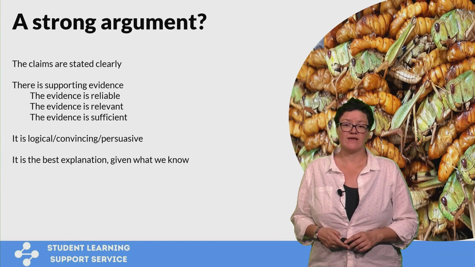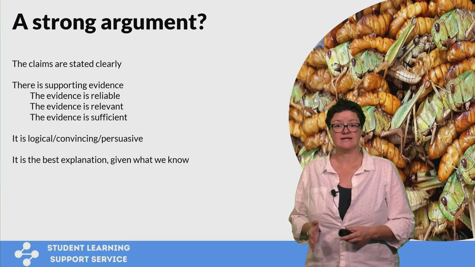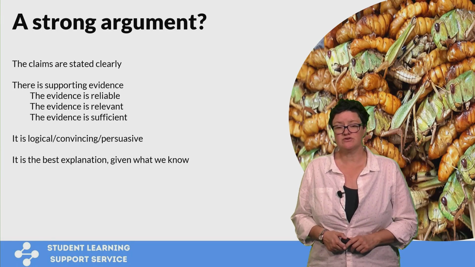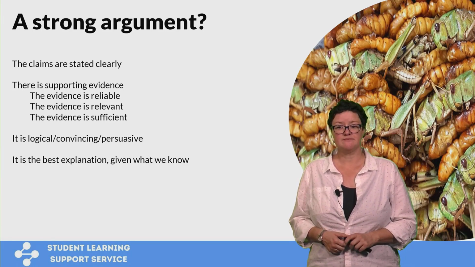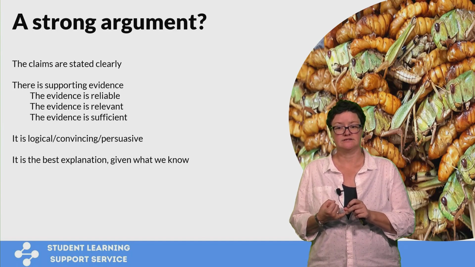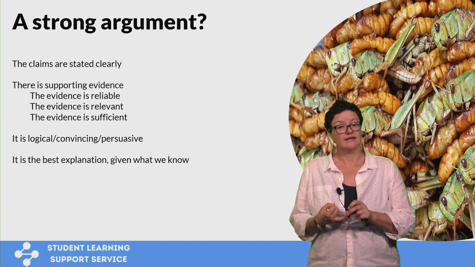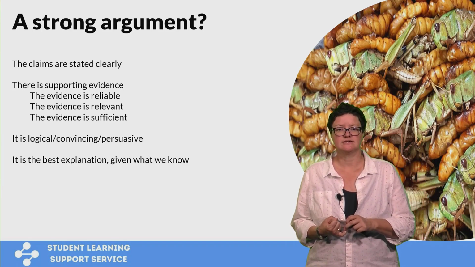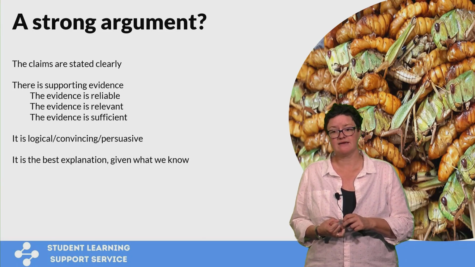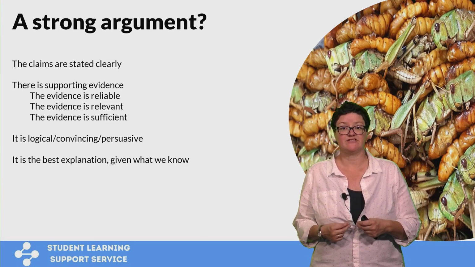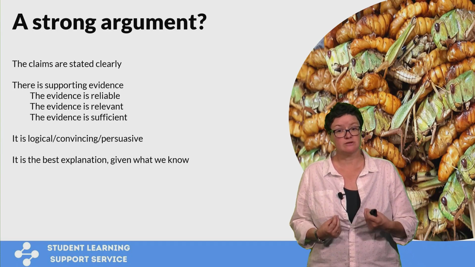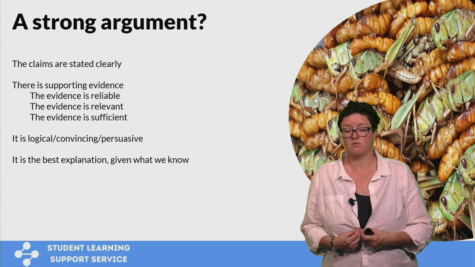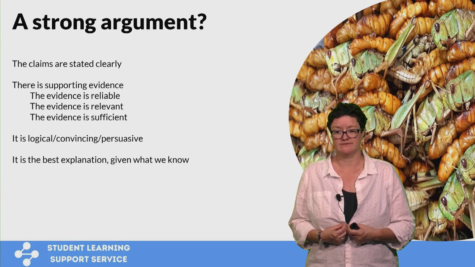Once we do know whether or not we have an argument, we're able to evaluate the argument, determine whether we think it is a strong argument. And to do that, we look at, okay, there is a claim. Is it stated clearly? Does it make sense? Yes, we've found some supporting evidence. How reliable is the evidence? How relevant is it to the claim that's been made? And is it sufficient? Is there enough of it to support the claim? Is there enough of it to convince you or persuade you of that claim or conclusion?